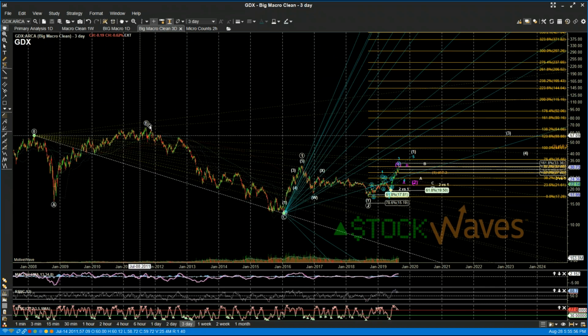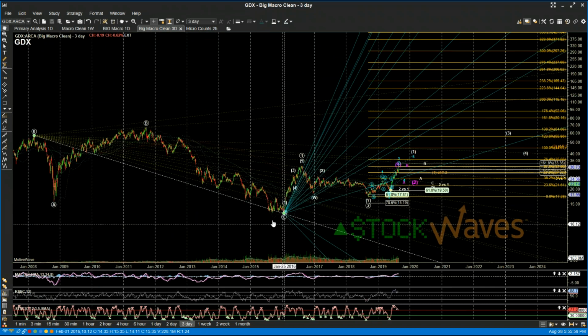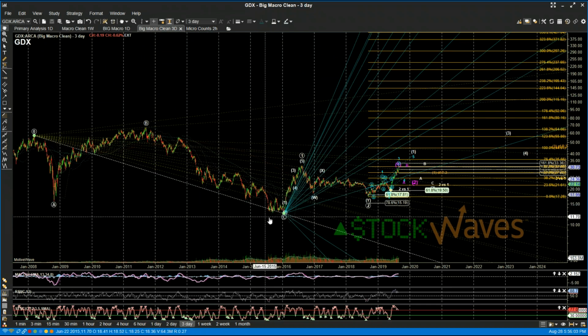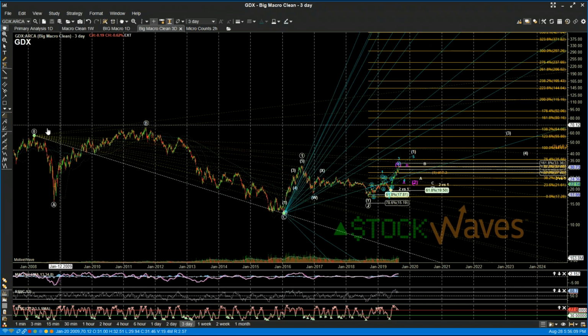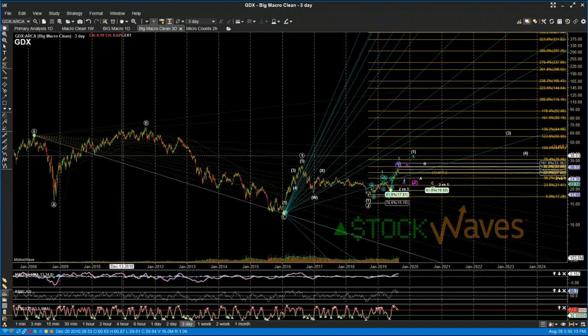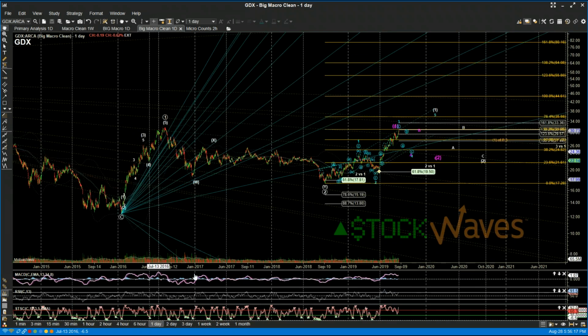So this is this larger ABC at the primary degree, which counts as a cycle degree wave 1 and wave 2, or a cycle degree 3 and wave 4 in a lot of charts in the mining stocks, or in gold. And so this gives me reference points of possible residual resistance, and once something is taken out as resistance, then it can also act as support.